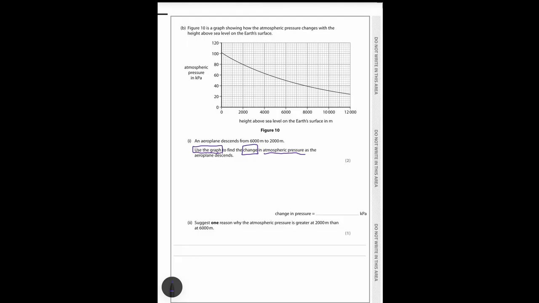or is this something that I can just read from the graph? Well, let's have a look at the axis. It says height above sea level, atmospheric pressure. So that means that obviously I can just read this from the graph. Now, before I start this question properly, let's just take the unit. So this is meters over here.